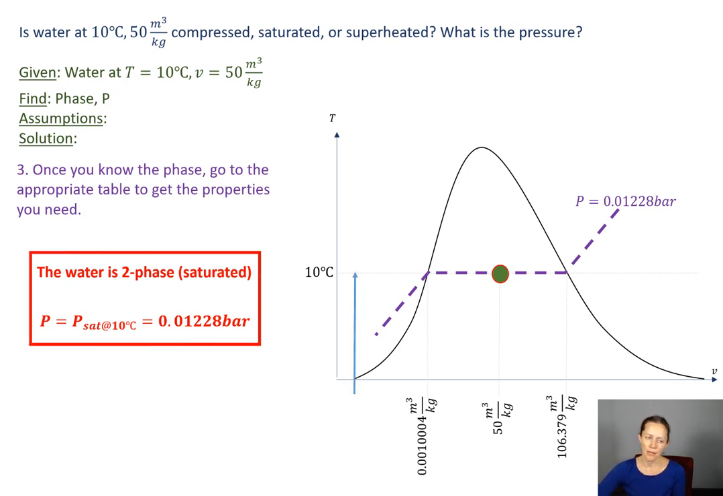And then I'm going to make a note to myself that if my specific volume hadn't been at 50 meters cubed per kilogram, say it had been less than the V sub F value at 10 degrees Celsius, say it had been, I don't know, 0.0001, then that would put me in the compressed region. If my specific volume wasn't 50, it was, say, 115, so bigger than the V sub G value at 10 degrees Celsius, that would put me in the superheated region.